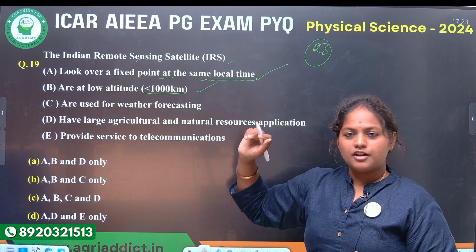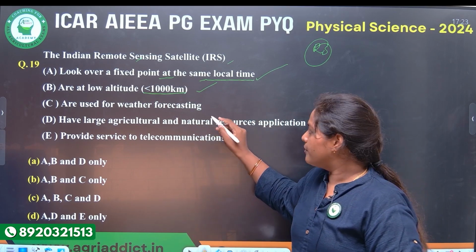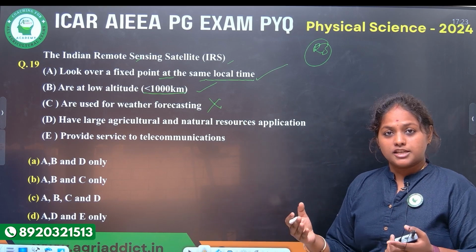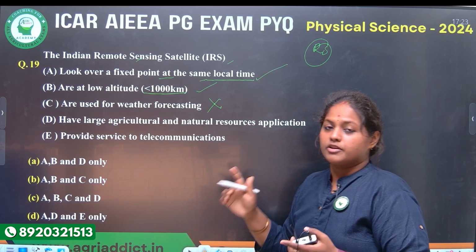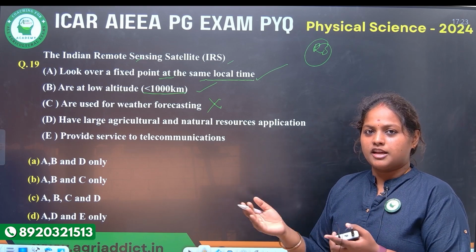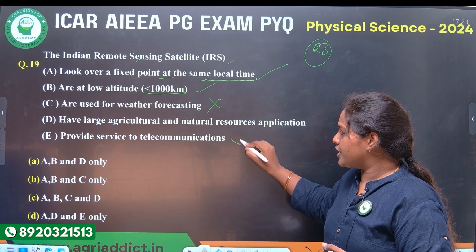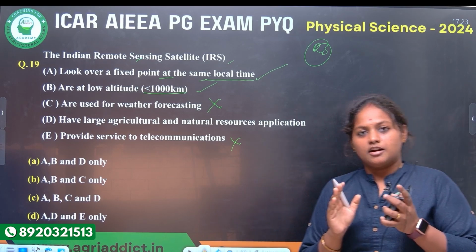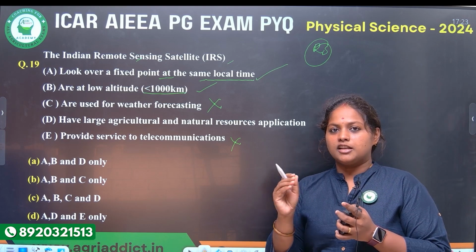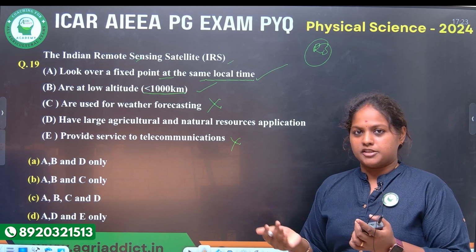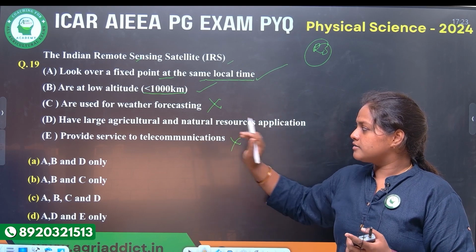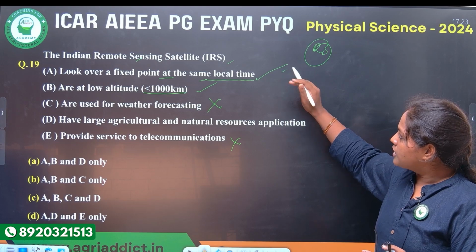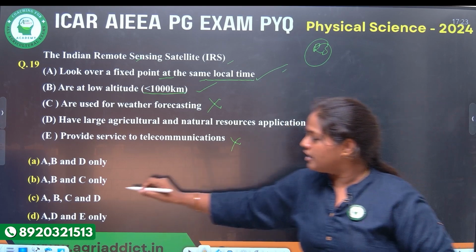IRS satellites are used for weather forecasting. Wrong, because they are meant for agricultural and natural resource management purposes and also disaster management, but not for weather forecasting. For weather forecasting we have different satellites like In-Sat. And for telecommunications again different satellites are available. See, when you are reading satellites, observe the purpose of them, because different satellites were developed with different purposes. So IRS satellites are largely for agricultural and NRM related things. So answers are A, B and D. Option A.